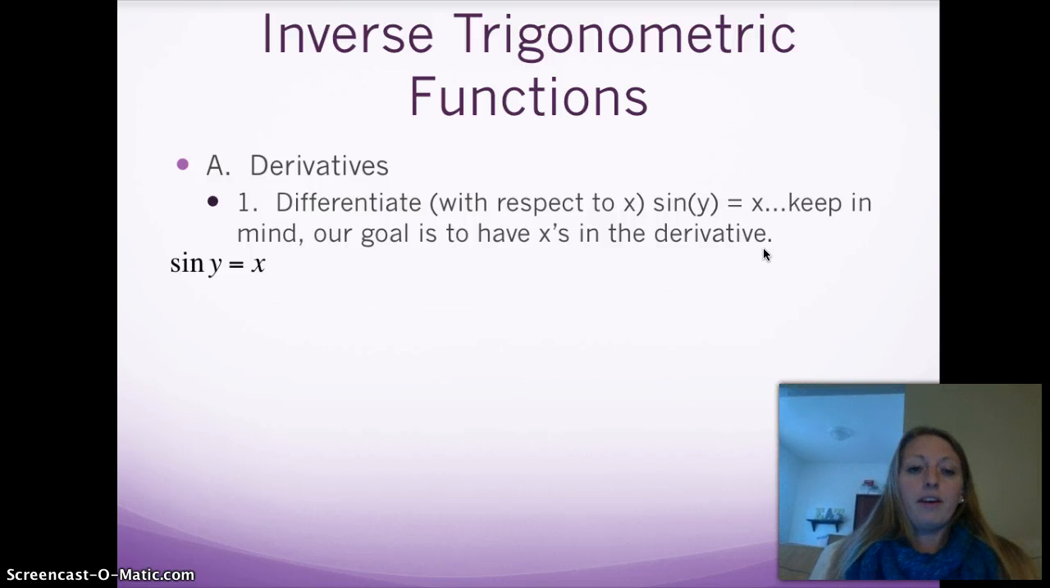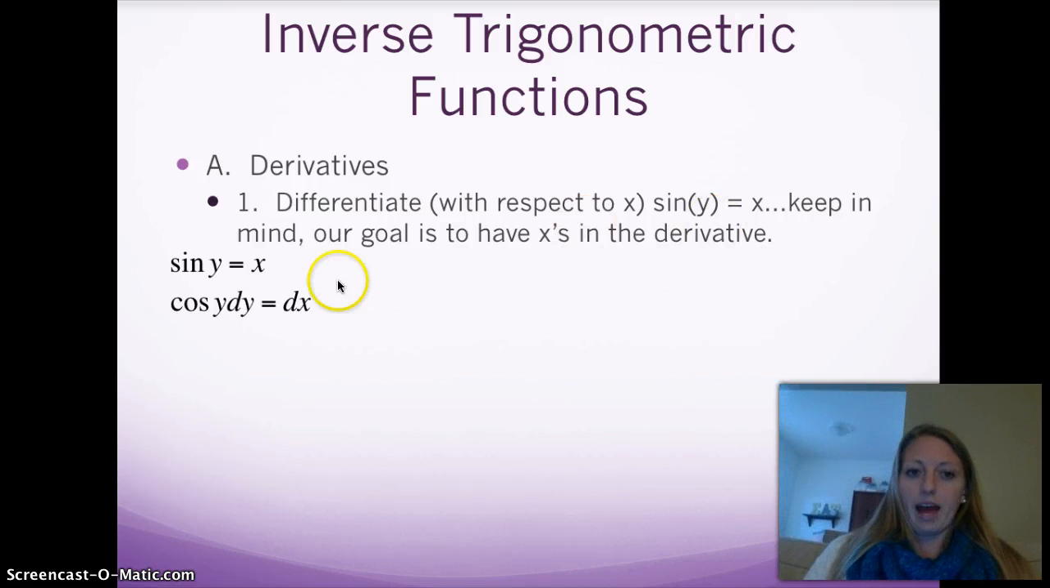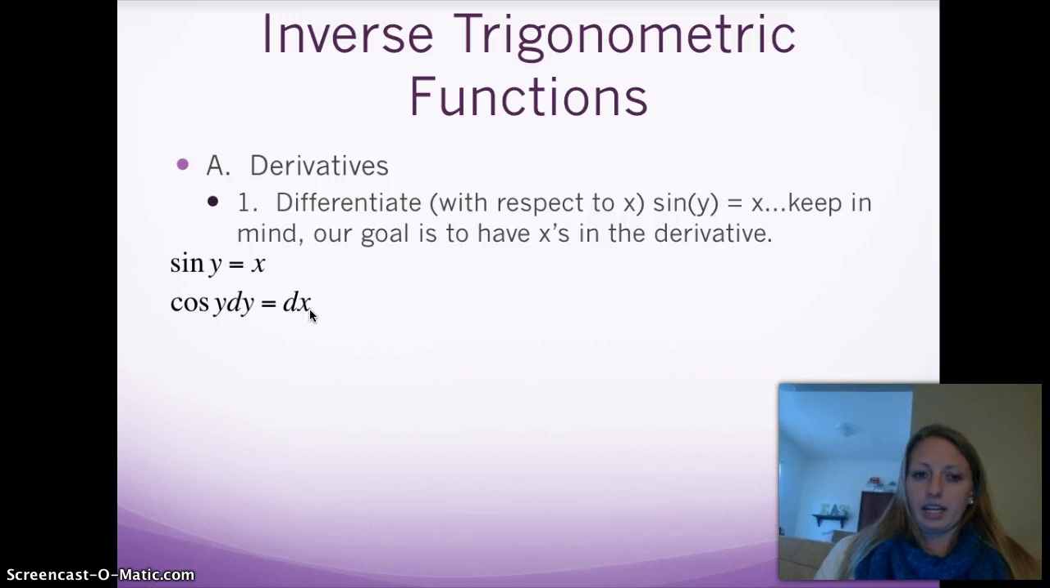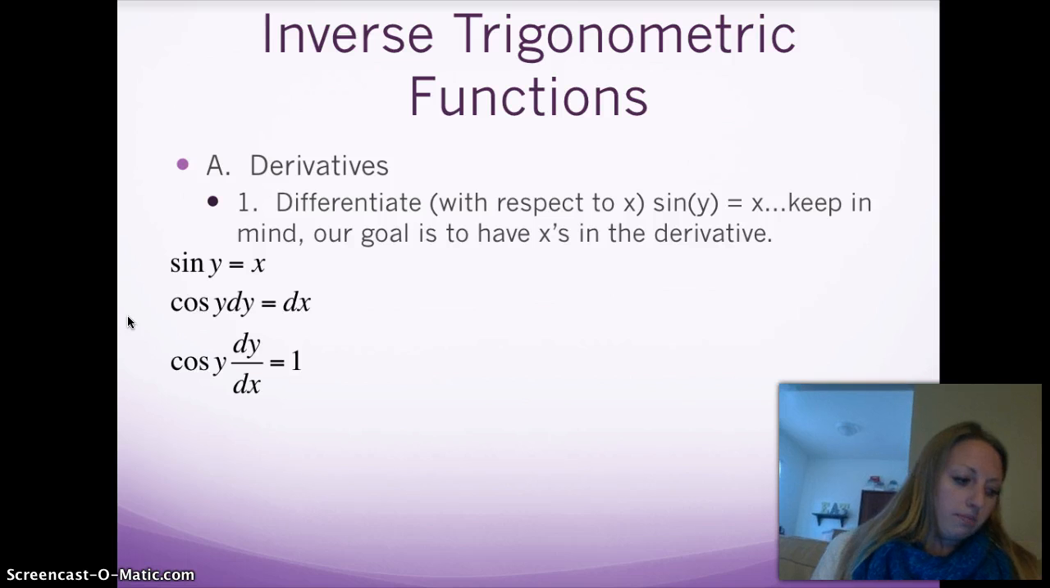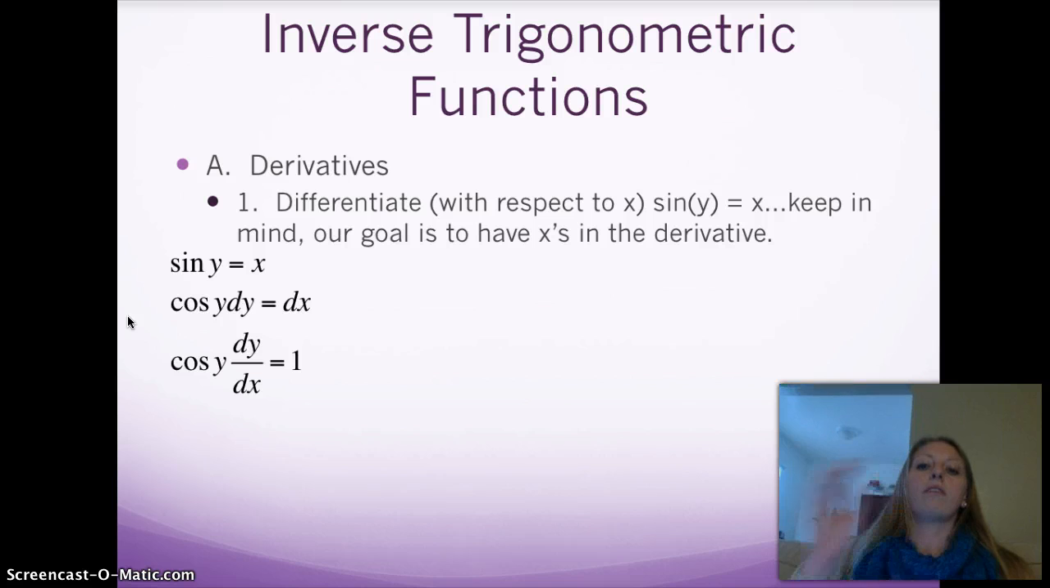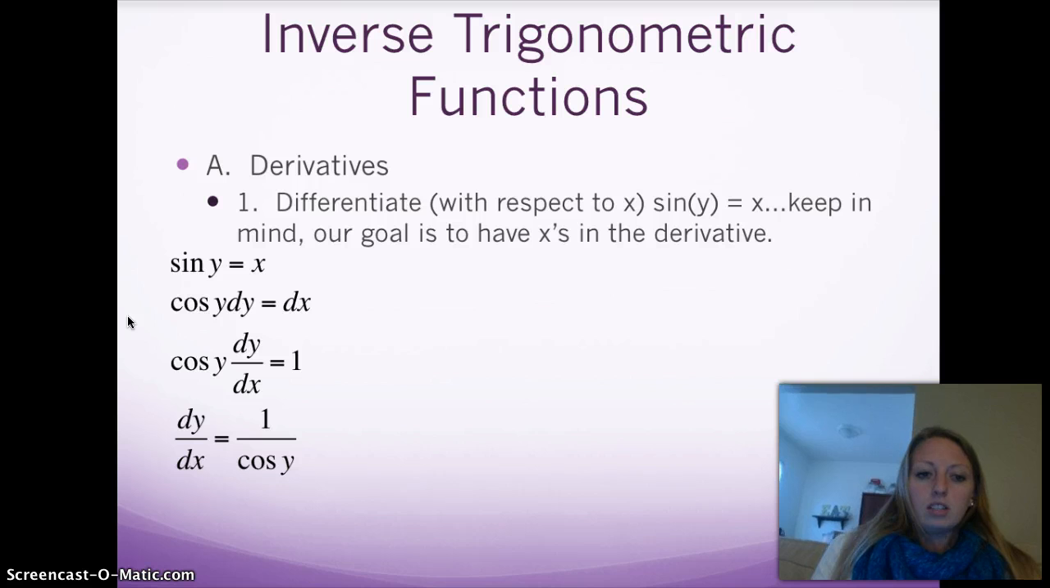So if you take the derivative of sine y, you get cosine y dy. The derivative of x is just dx, 1 dx. So I'm going to put my dx's together, or my dx with my dy. So I have cosine y dy/dx equals 1. So I just divided everything by dx. Now I want to get my cosine y on the other side. So I have dy/dx, the derivative of y with respect to x, because remember we want x's in our end thing. So dy/dx equals 1 over cosine y.